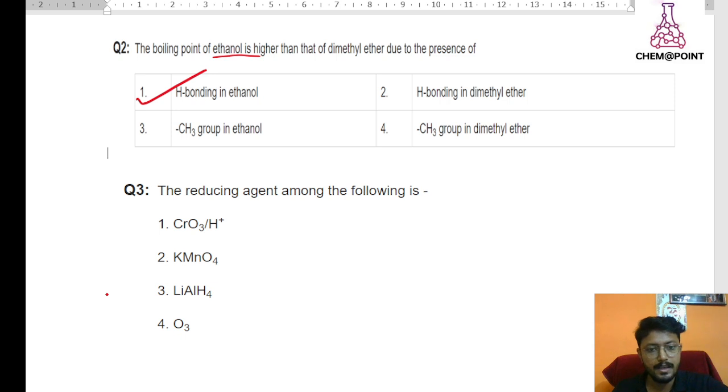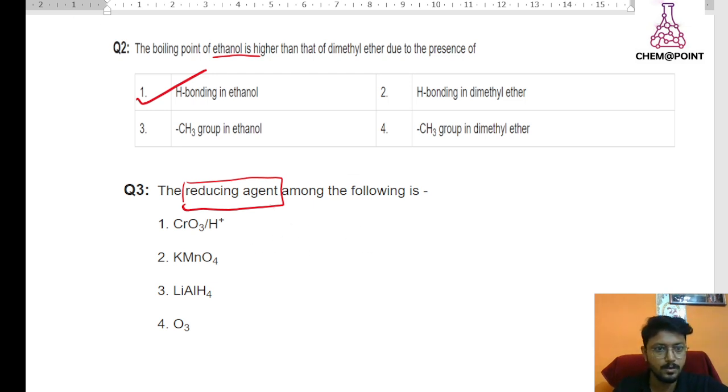The reducing agent among the following is... What do you mean by reducing agent? It itself oxidizes, and another substance is reduced. Got it, my friend? That is a reducing agent.